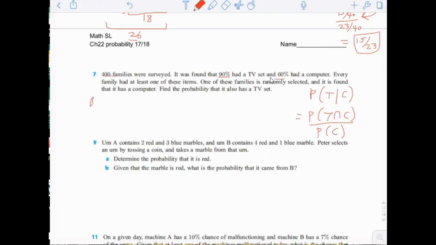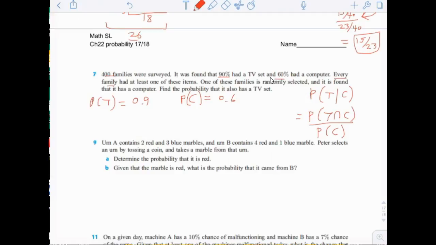So the probability that someone has a TV set is 90% of 400 divided by 400. Basically, the probability that you have a TV set is 0.9, right? Probability that you have a computer is 60% of 400 divided by 400, 0.6. Okay. It also gives us a very important clue that every family has at least one of the items.